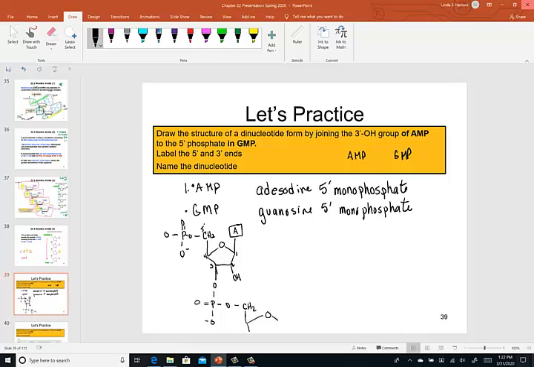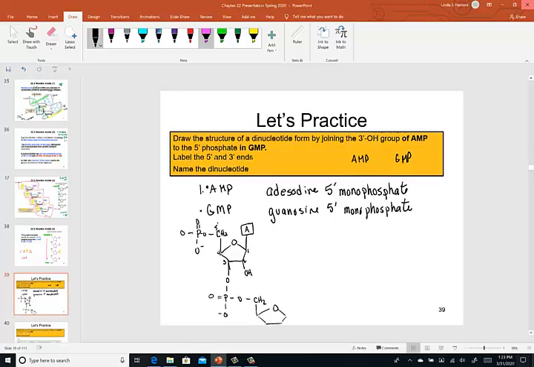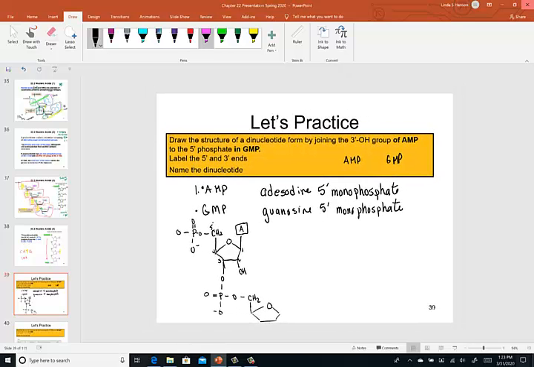Oops, I should make that come in. Does that look like a 5-sided sugar? I could probably do better. I can make that come up to the oxygen, back down. That's a little better, isn't it? And so for now, at the anomeric carbon, I'm going to just put the letter G for the base guanine.